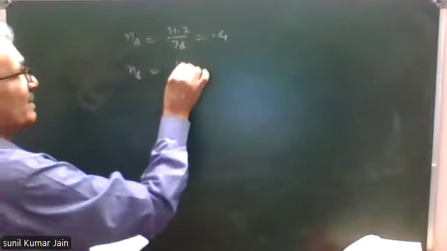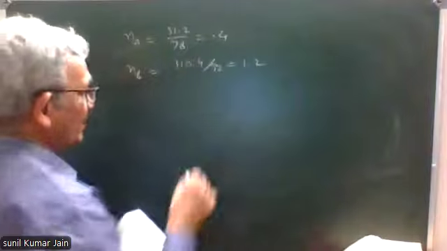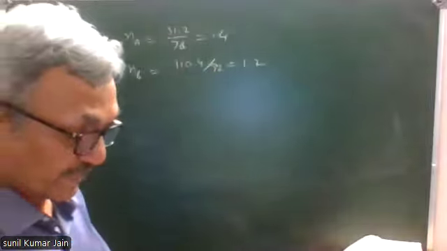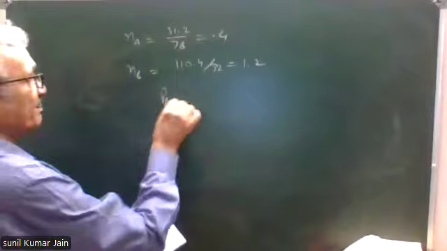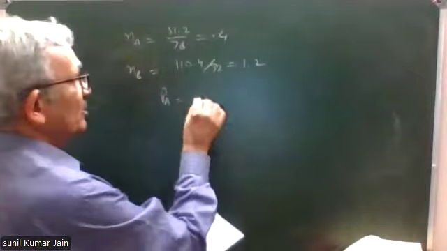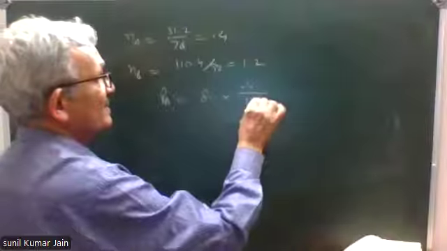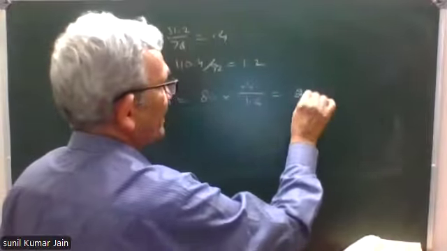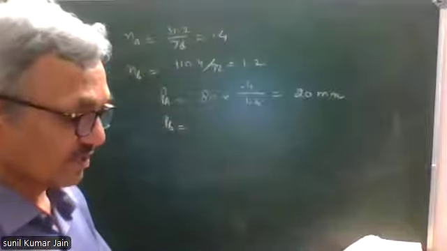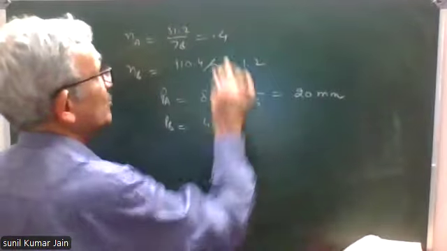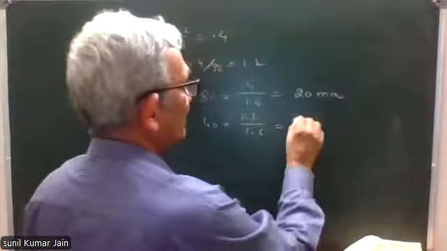The other one is 110.4. Number of moles of B will be 110.4 divided by molecular weight 92, 1.2. Now, first we'll calculate PA and PB. PA will be P naught A 80 into mole fraction of A will be 0.4 divided by total 1.6. This will come out to 20 millimeters. Similarly, PB will be P naught of B is 40 into mole fraction of B will be 1.2 divided by total. This will come out to 30 millimeters.